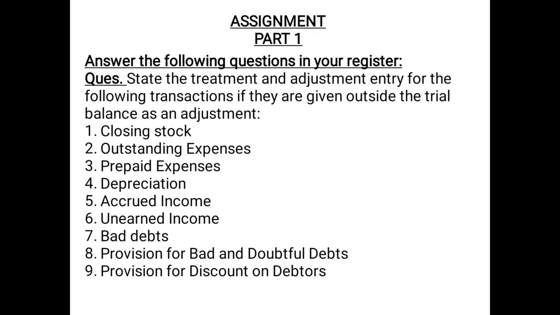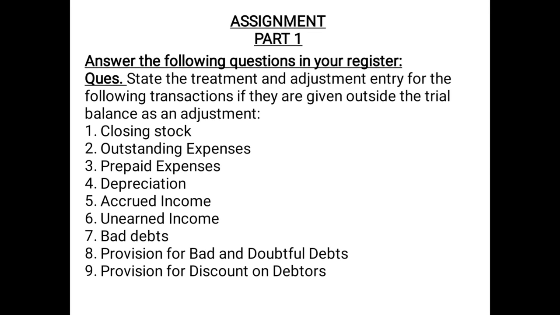Then the 8th point, provision for bad and doubtful debts. If provision for bad and doubtful debts is given in the adjustment, these will be known as new provision. It will be added to the total of bad debts and further bad debts on the debit side of the PL account, that is profit and loss account, and on the other hand it will be calculated and deducted from the total of sundry debtors minus further bad debts.